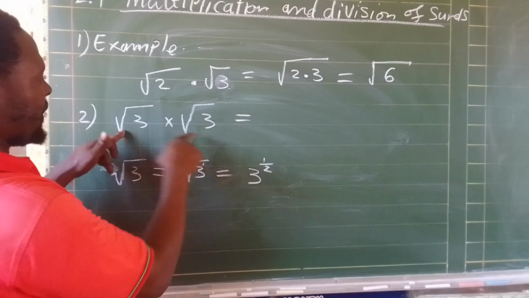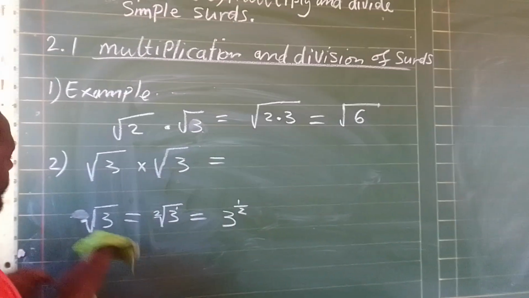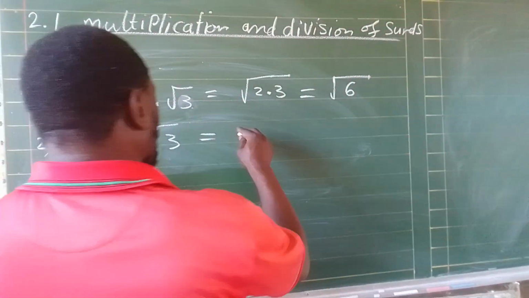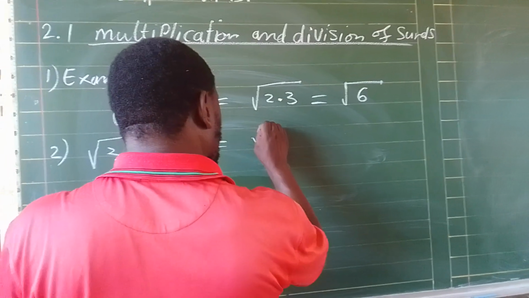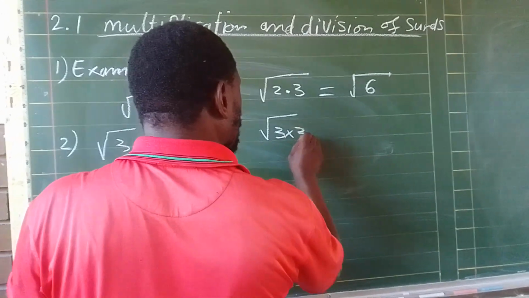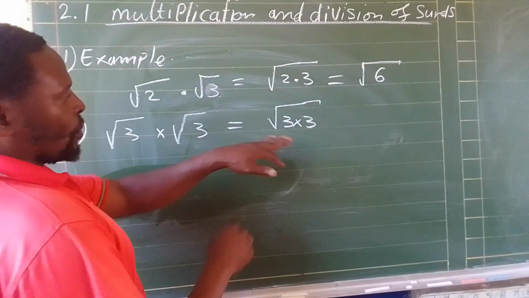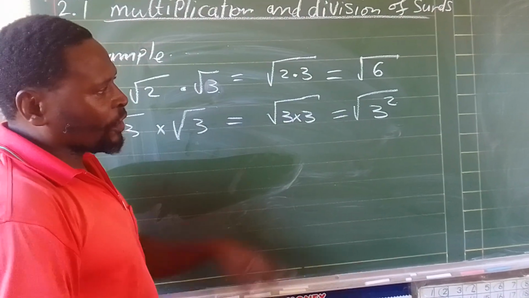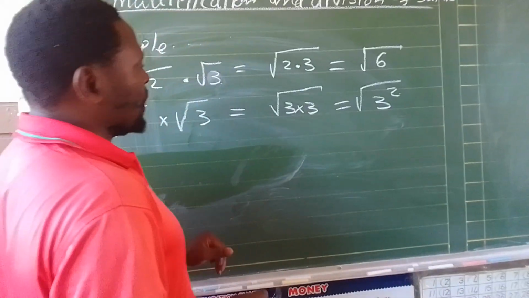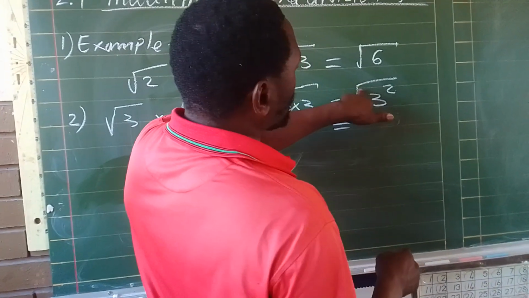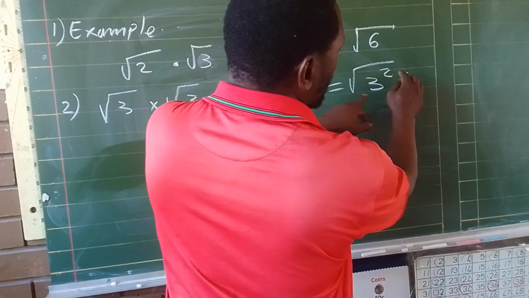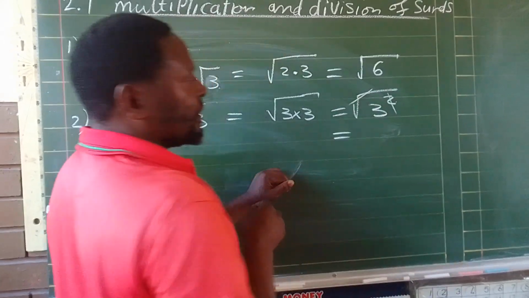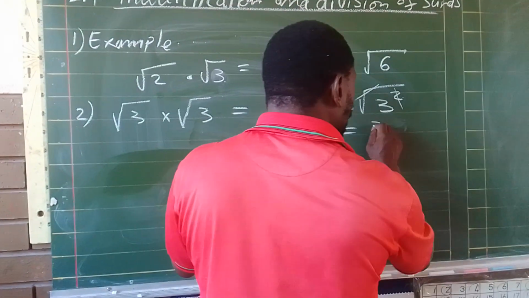So in this case, you are going to say a square root of 3 times 3, which is a square root of 3 squared. When you see this 3 squared here, you must know that there is a square sitting here. You cancel the 2 with the surd, and you are left with 3.